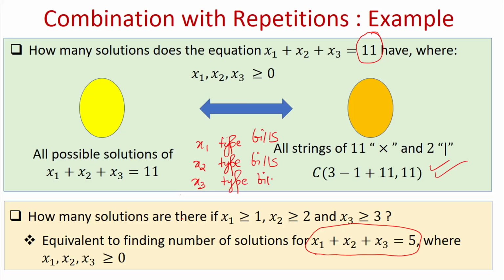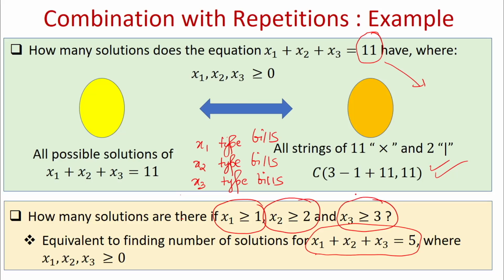Okay. Now, x1 greater than or equal to 1 means definitely I have to choose one bill of type x1. My goal is to pick 11 bills, right? Out of those 11 bills, one bill has to be of type x1. Two bills have to be of type x2, and three bills have to be of type x3.